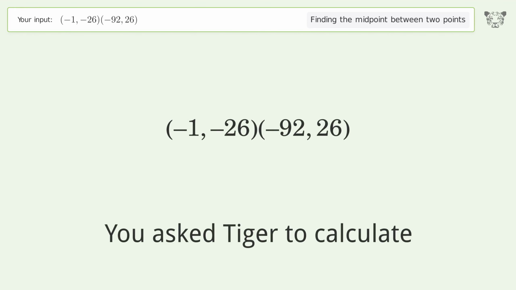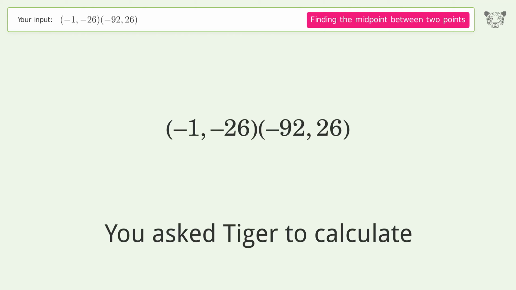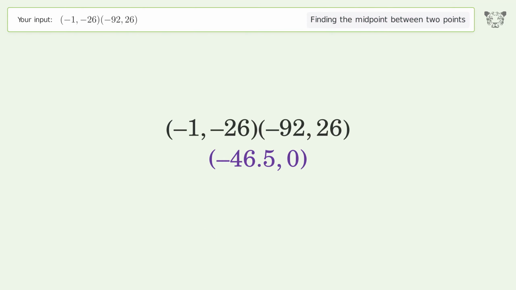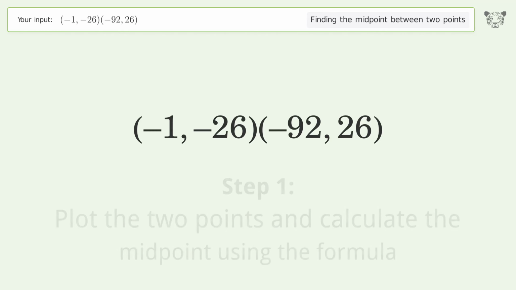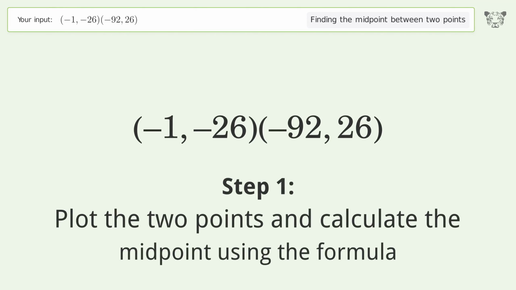You ask Tiger to calculate. This deals with finding the midpoint between 2 points. The midpoint between the 2 points is negative 46.50. Let's solve it step by step. Plot the 2 points and calculate the midpoint using the formula.